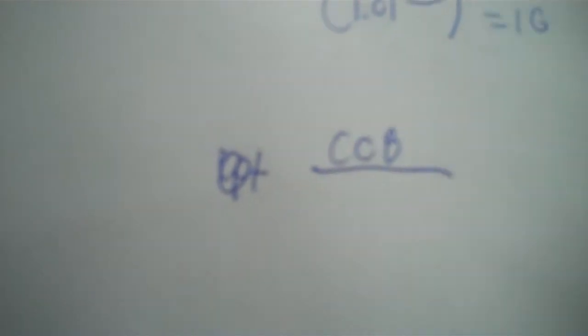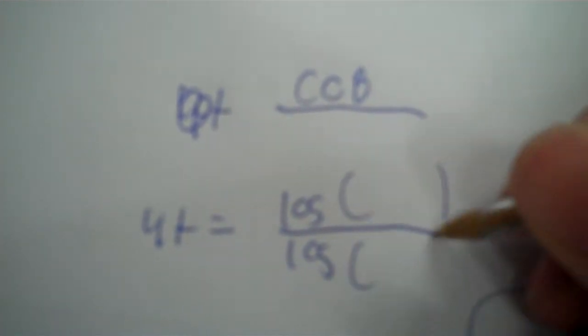1,000 divided by 100 is 10. So I have 1.01 to the power of 4t. And I don't care how the parentheses are lined up as long as they're there. Now you circle the power, 4t, and do your change of base, COB. So 4t equals log base 1.01, and then the product is 10.